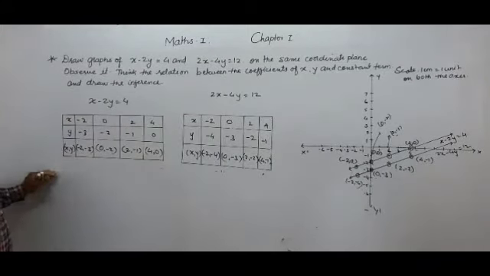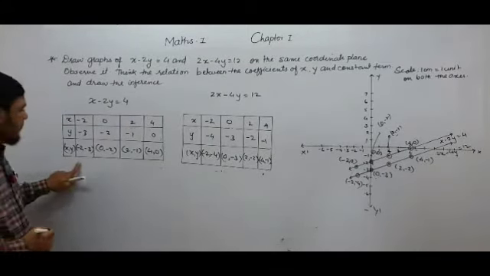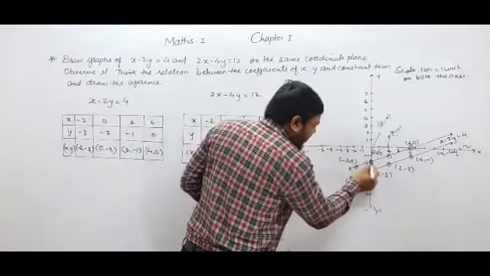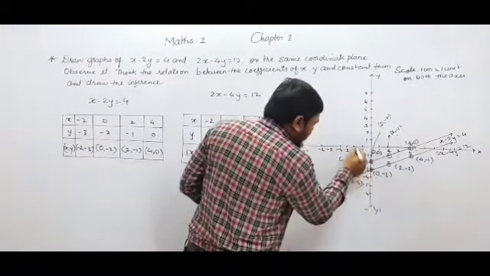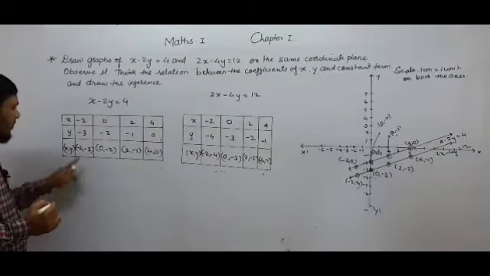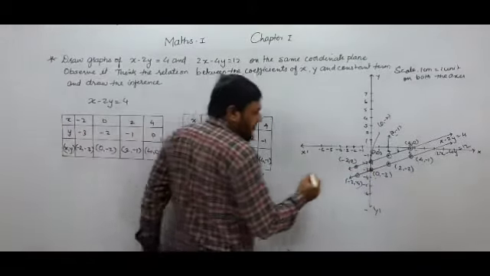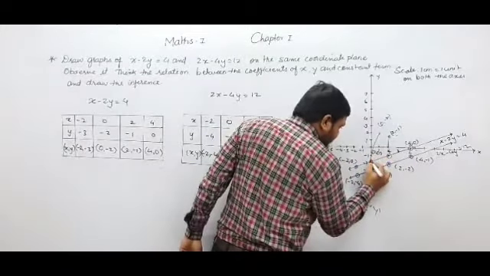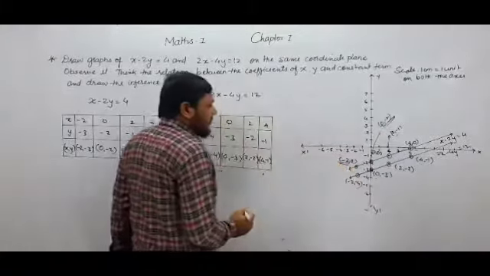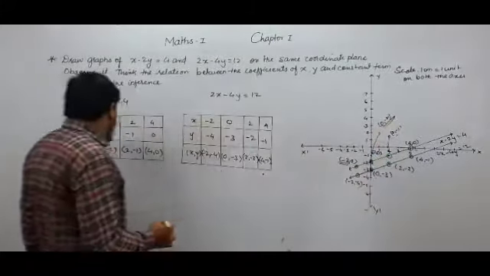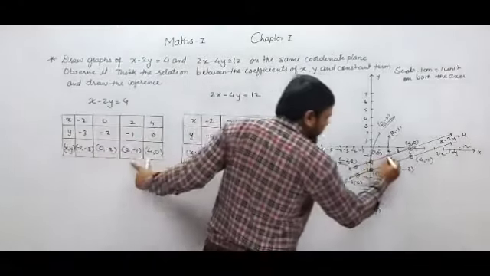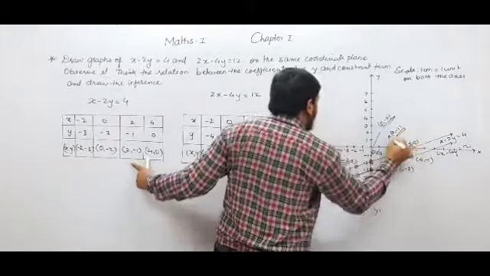First, we plot the first ordered pair, negative 2 comma negative 3. Here it is: the x coordinate is negative 2 and the y coordinate is negative 3. Now the next ordered pair is 0 comma negative 2, which can be plotted here on the y-axis. This is negative 2 comma negative 3, and after that this is 0 comma negative 2. After that we plot the point 2 comma negative 1. Here is that point.